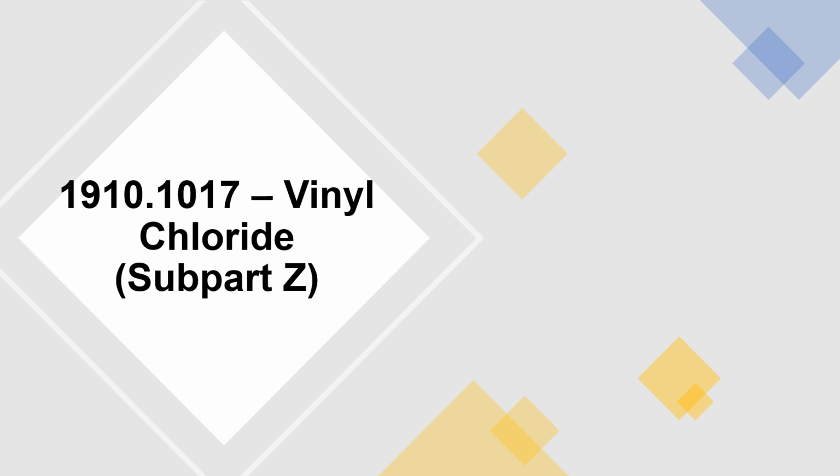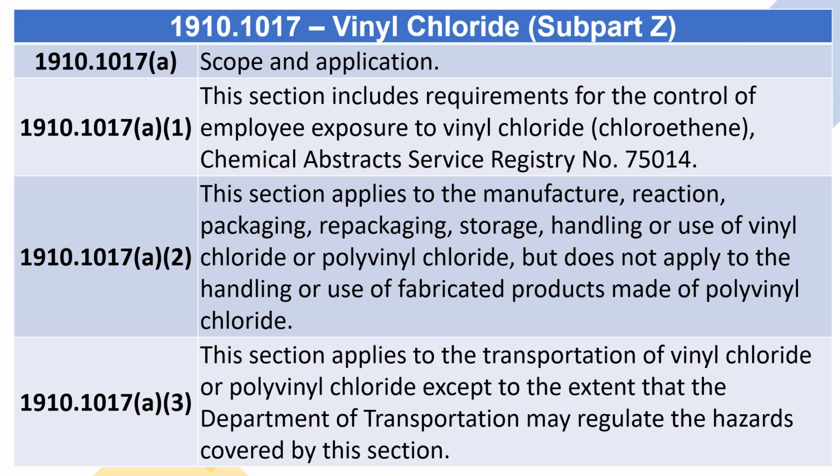1910.1017, Vinyl chloride. 1910.1017, A. Scope and application. 1910.1017, A1. This section includes requirements for the control of employee exposure to vinyl chloride, chloroethene, Chemical Abstracts Service Registry No.